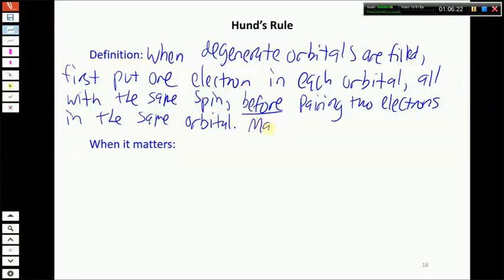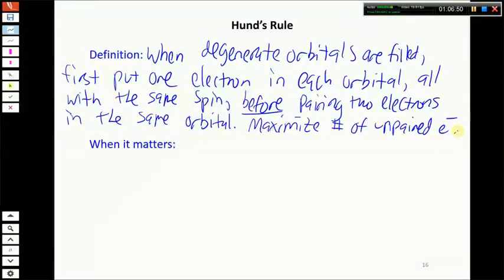And so another way of stating this rule is you just want to maximize the number of unpaired electrons. All right, so we want to make sure that you have the most possible number of unpaired electrons, not violating the Aufbau principle. You still always fill lowest energy to highest energy, but in a situation where you have a set of degenerate orbitals, you start filling each one singly with the same spin before you go back and pair them up with the opposite spin.